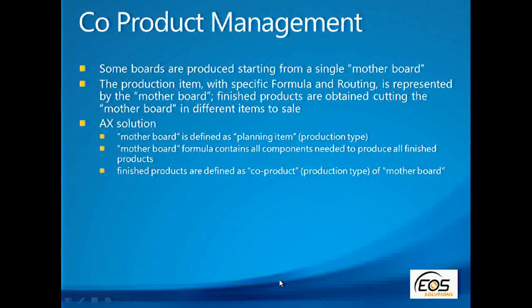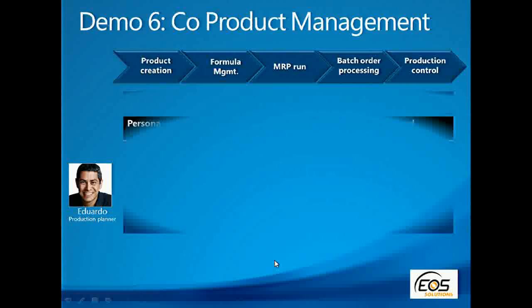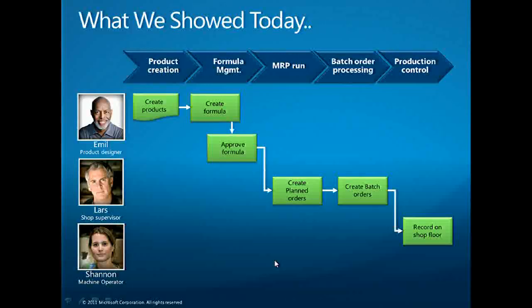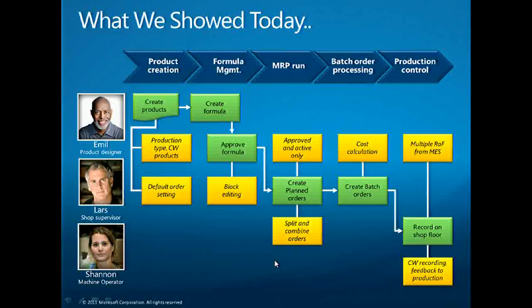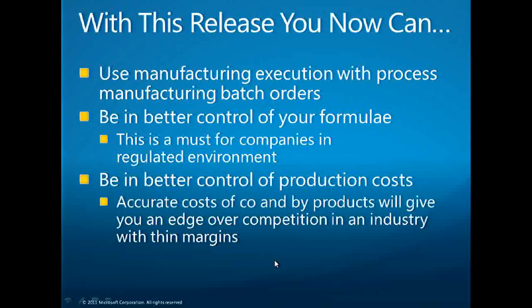So just to quickly wrap up. Basically what you can do with this release is that you can use manufacturing execution with process manufacturing, and you can be in control of your own formulas using block editing, using block removal of approval or e-signature, and you can be in better control of production costs by having more flexibility to do co-product allocation and by-product allocation.